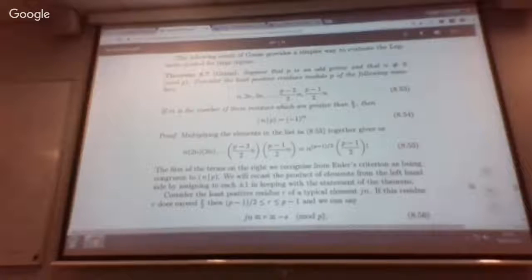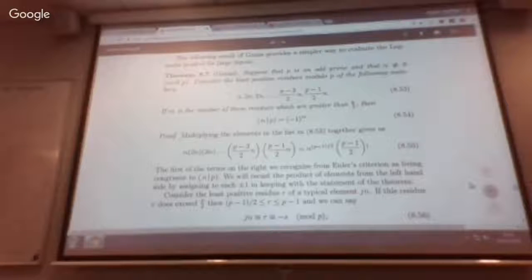Remember, the main result we have about evaluating the Legendre symbol is Euler's criterion. And that says for p an odd prime, and n, that the Legendre symbol n modulo p is congruent to this power of n modulo p, where you raise n to the power of p minus 1 over 2.